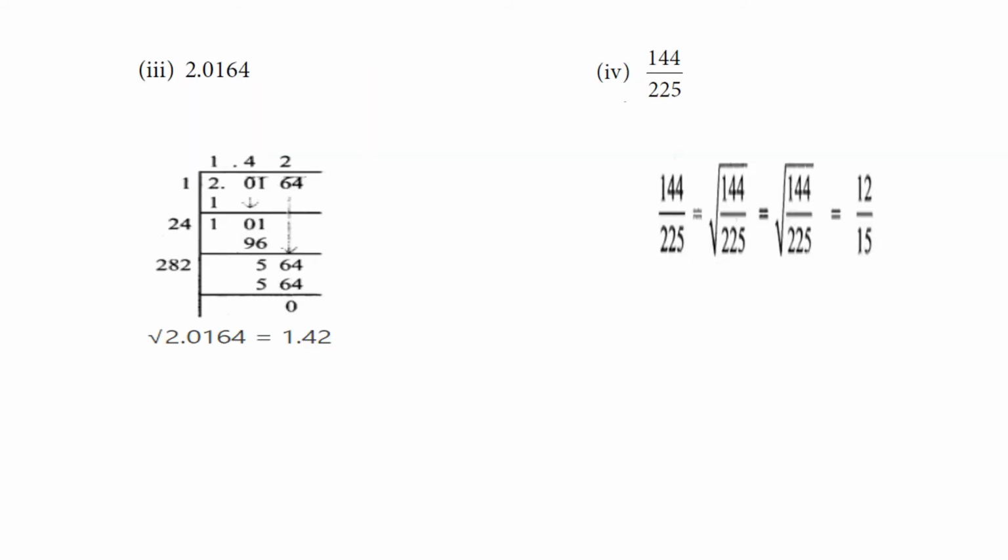Next number 2.0164. From the one's digit you separate 2 digits, 64. I put a bar here, and 01 also I put a bar. And 2 is separated. So 2.0164. Separately you write it. And first 1 into 1, 1. So subtract 2 minus 1, 1, and here the point is there, you also put the point in the quotient. And 1 into 2, 2.